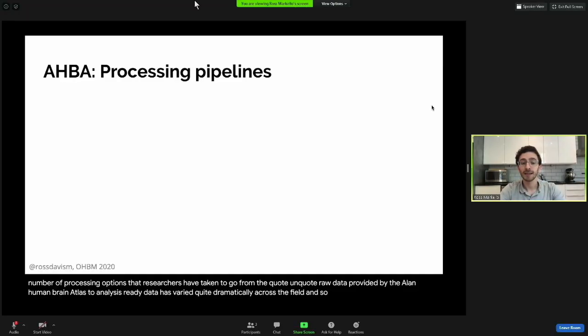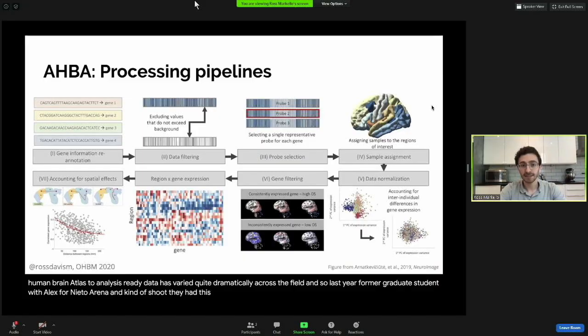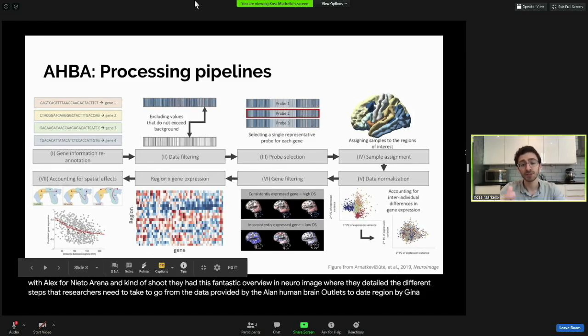And so last year, a former graduate student with Alex Fornito, Irina Arnautovic, had this fantastic overview in Neuroimage where they detailed the different steps that researchers need to take to go from the data provided by the Allen Human Brain Atlas to data that you can really work with, shown here as a region by gene expression matrix.